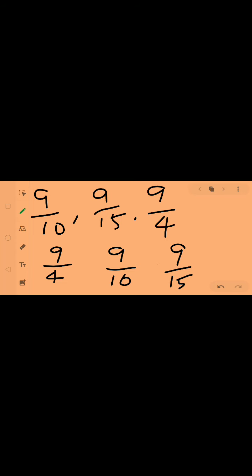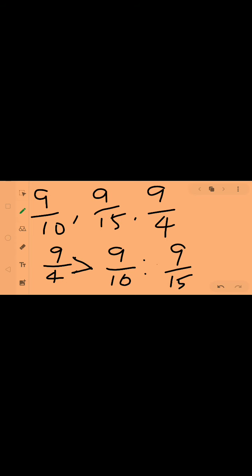First let us take 9 by 4 and 9 by 10. We see that 9 by 4 is larger. So beside 9 by 4, 2 dots, beside 9 by 10, 1 dot, then we join and get the correct symbol. Then between 9 by 10 and 9 by 15, 9 by 10 is larger, so beside 9 by 10, 2 dots.